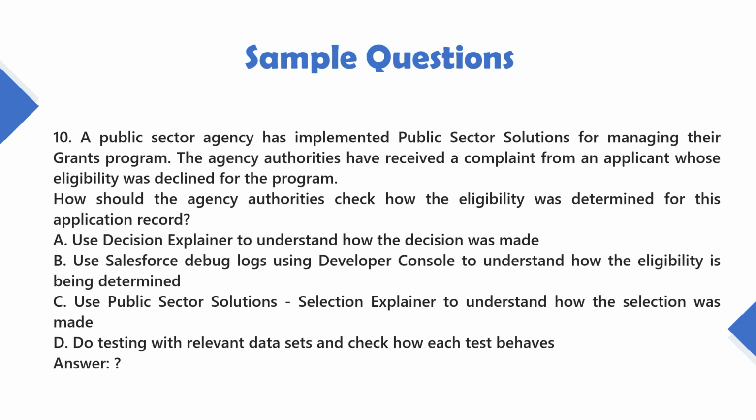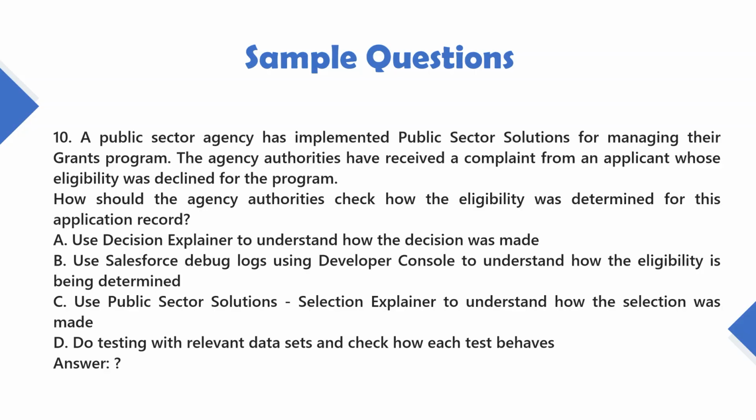10. A public sector agency has implemented public sector solutions for managing their grants program. The agency authorities have received a complaint from an applicant whose eligibility was declined for the program. How should the agency authorities check how the eligibility was determined for this application record?